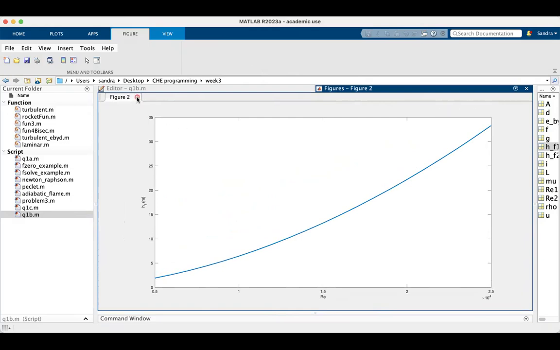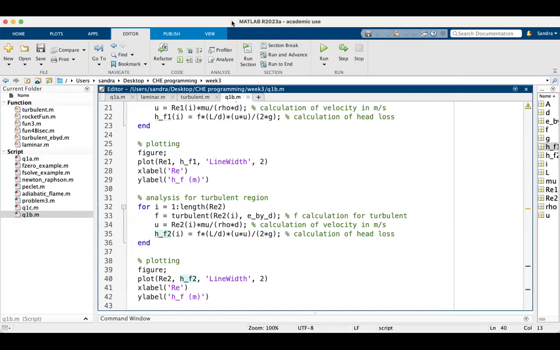Any doubts in this? If not, let us go to the next section of the question.